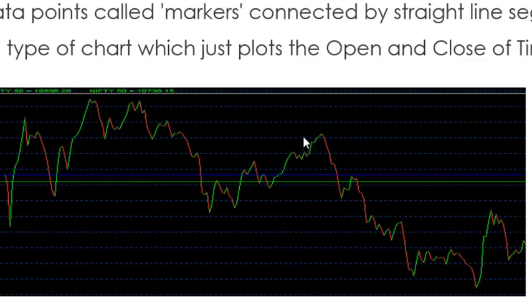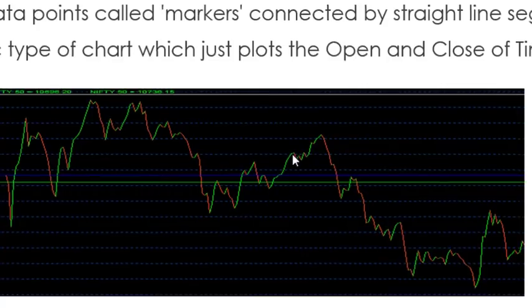It is a dot over here and a dot over here. That is a marker. It visually joins these points. These markers are connected by straight line segments. So if it is a green line, it means that it is an up move. If it is red, it means that it is a down move in that particular interval.